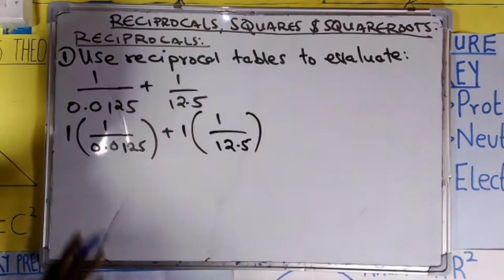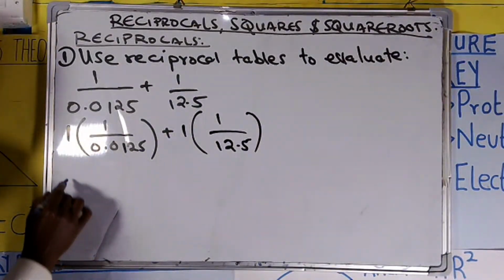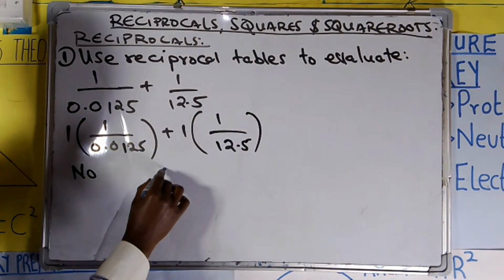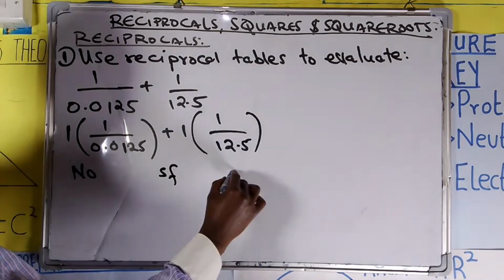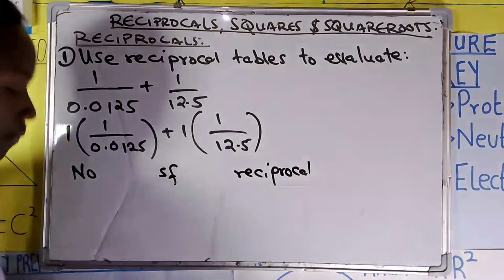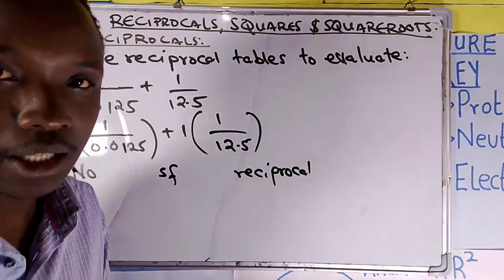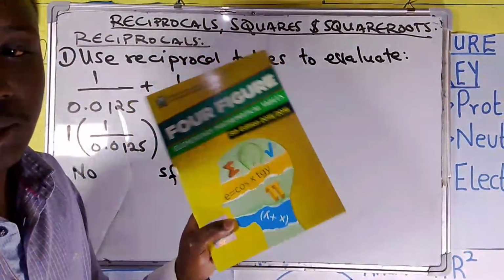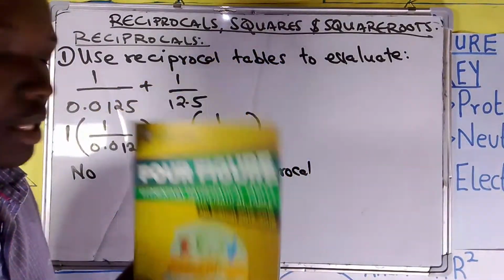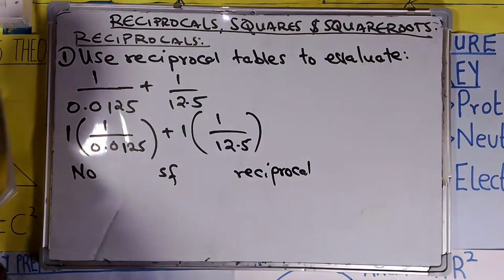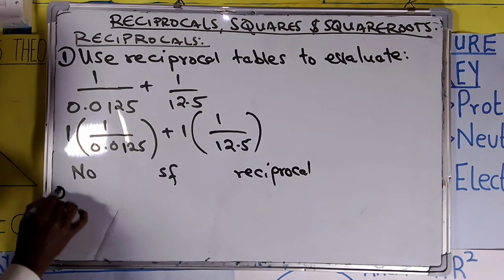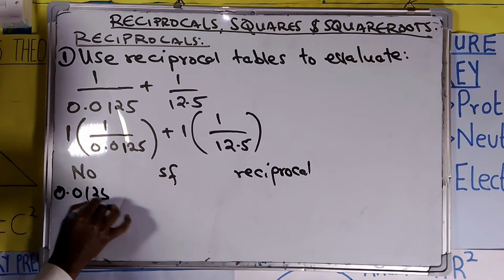So for us to determine the reciprocal of this denominator, we can create a small table with number, standard form, and reciprocal. We are going to use a mathematical table in this case. That is why I told you to ensure that you have your mathematical table. We are going to take the first number we are supposed to determine the reciprocal for, which is 0.0125.